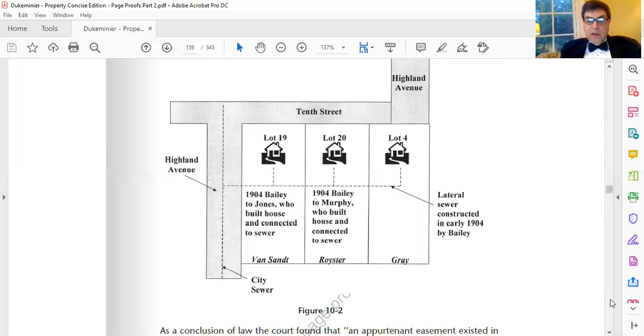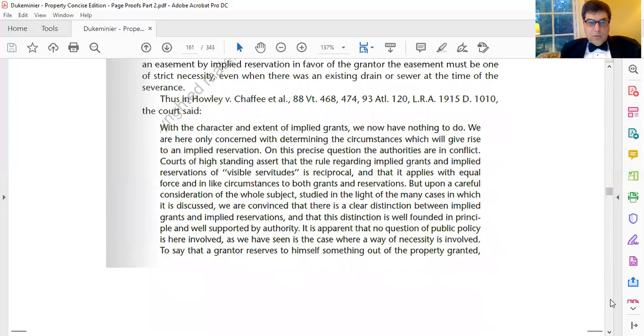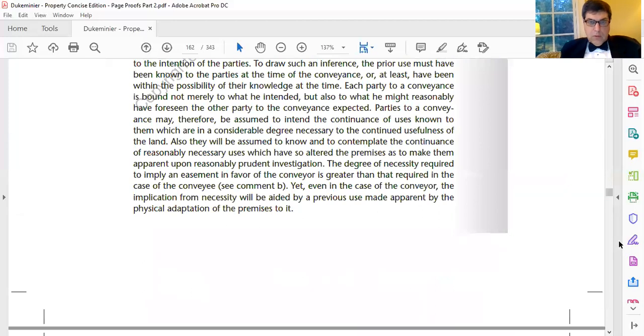So if you look down at page 505, in the restatement, they say parties to a conveyance may therefore be assumed to intend the continuance of uses known to them which are in a considerable degree necessary to the continued usefulness of the land, and they will be assumed to intend the continuance of reasonably necessary uses which have so altered the premises as to make them apparent upon reasonably prudent investigation. The degree of necessity required to imply an easement in favor of the conveyor is greater than that required in the case of the conveyee.